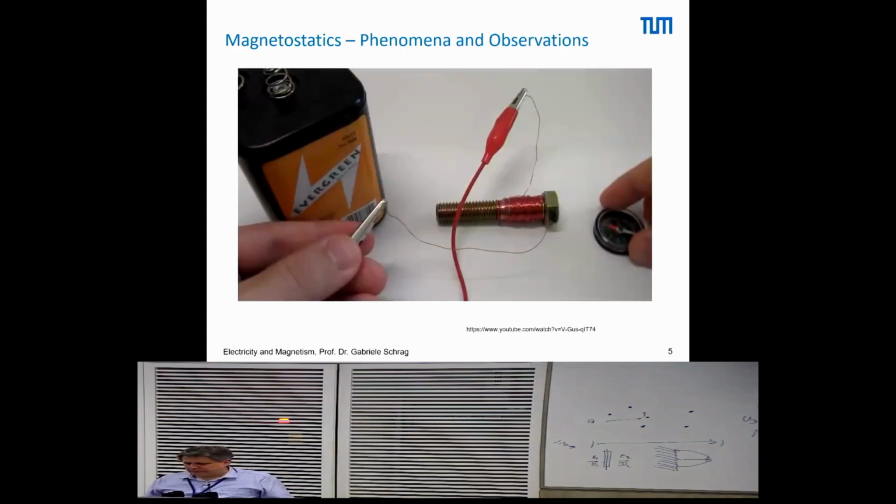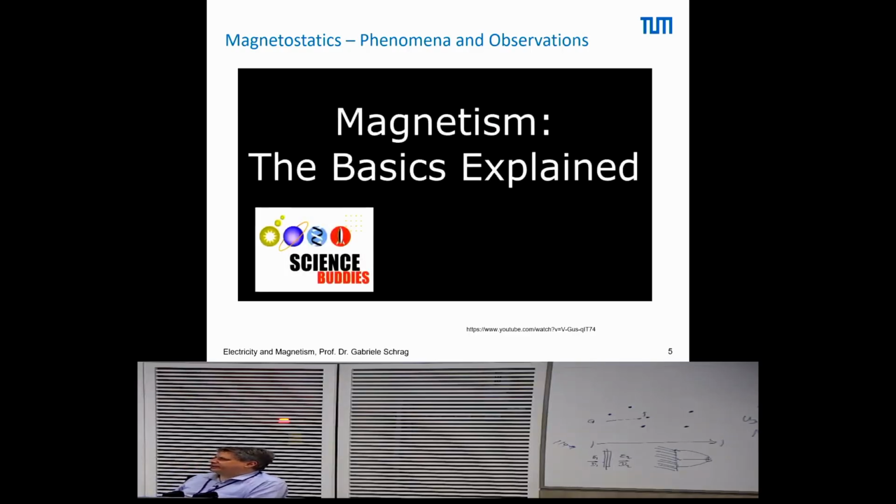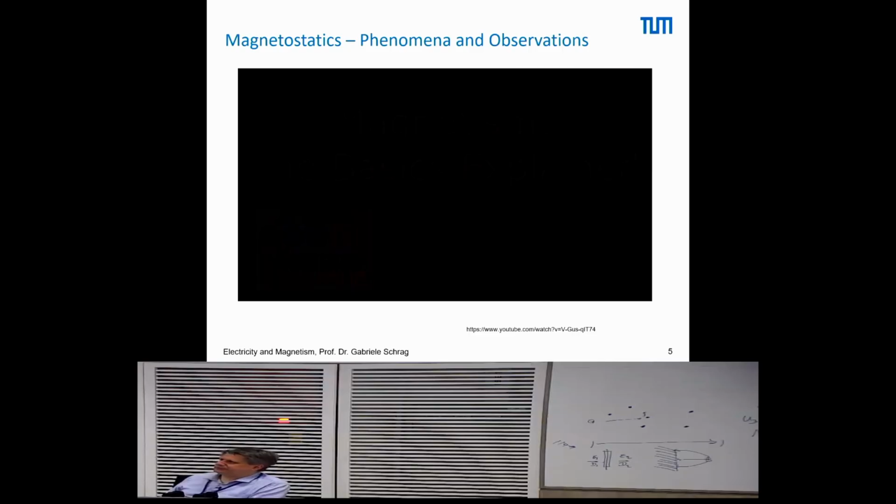There's a very interesting discovery that was made by Hans Christian Ørsted, a Danish scientist, at the beginning of the 19th century. He observed that when he had a current flowing, there was also some effect on magnetism. So I show you this video.